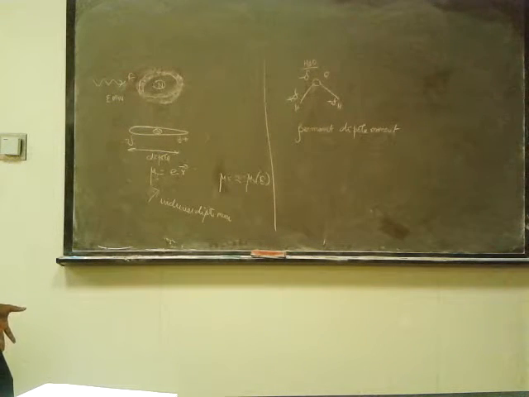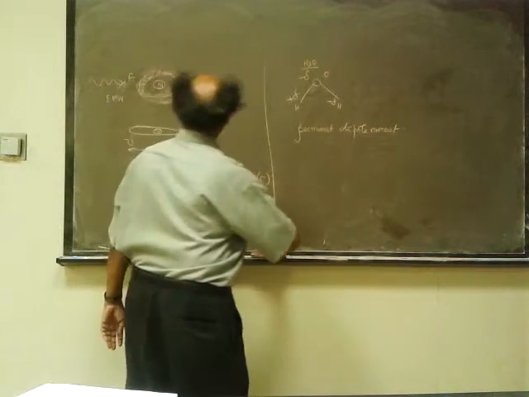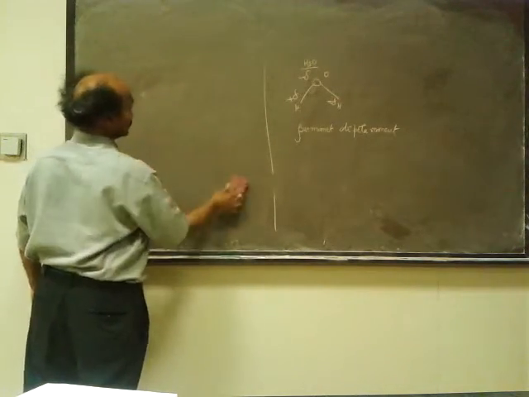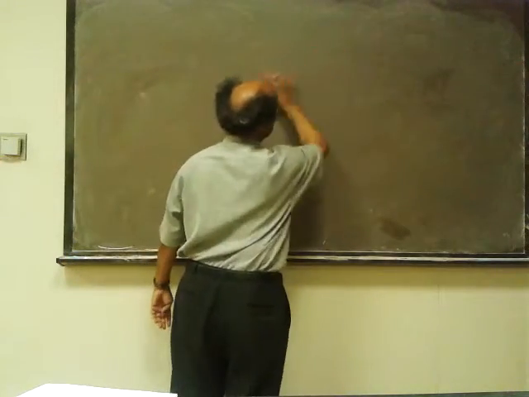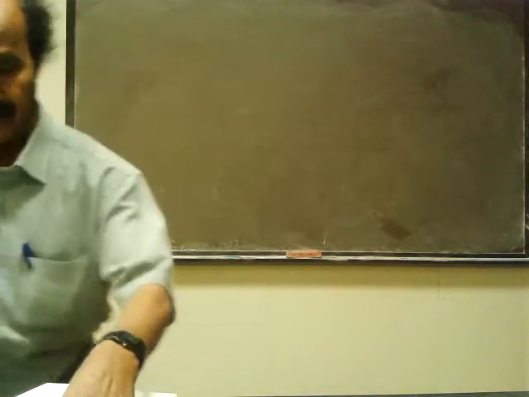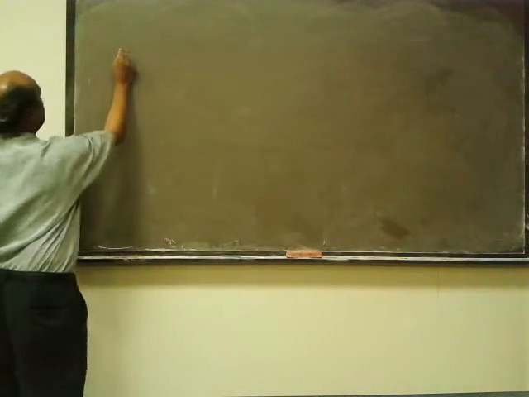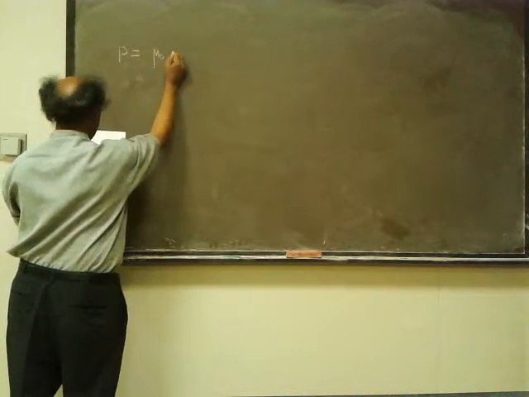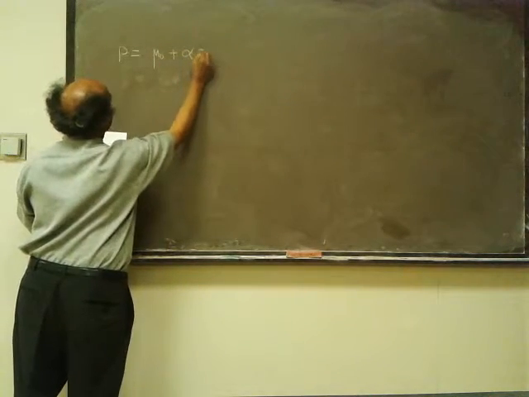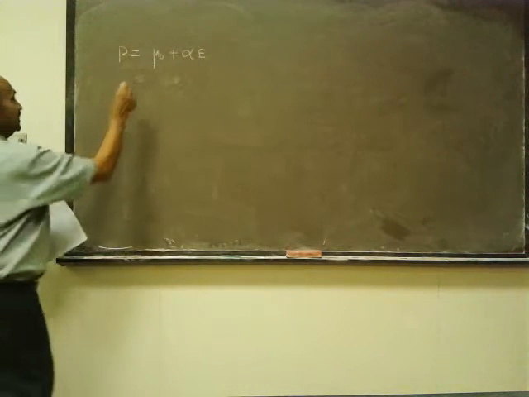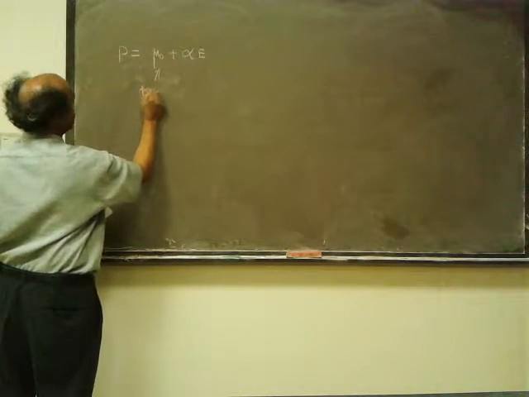Now, we will put them both together. We write down the general equation, which is this. Look at it. P is equal to mu naught plus alpha E. Mu naught is the permanent dipole moment.